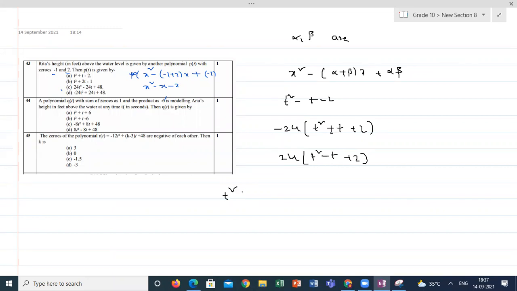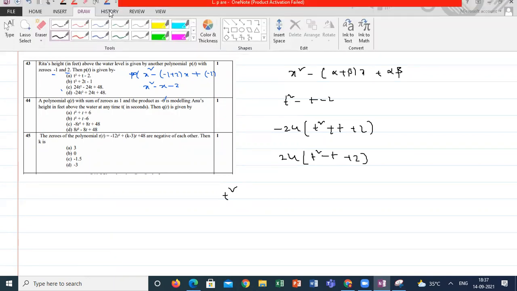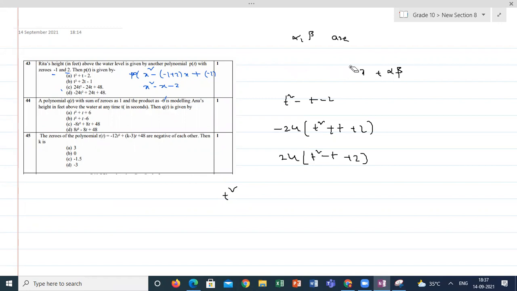T square minus x minus 2. T square minus 24 t square plus 24 t. Yeah, I think the fourth option is the right answer. Let's put it here. I will explain a little bit technically how it will be.